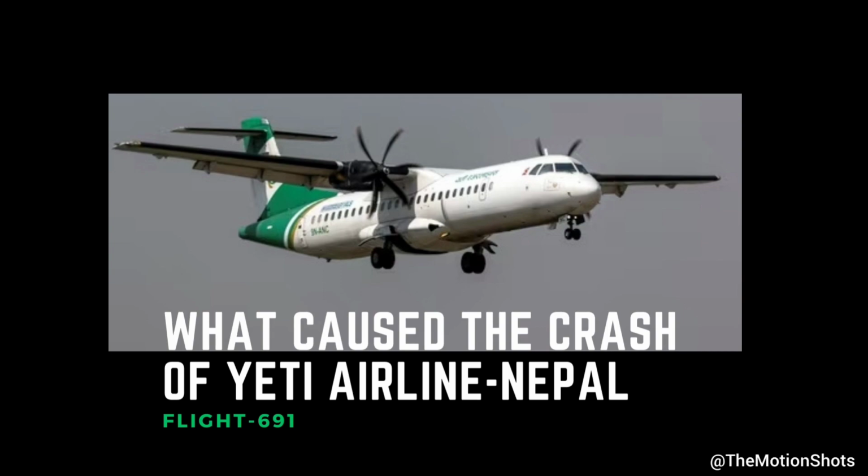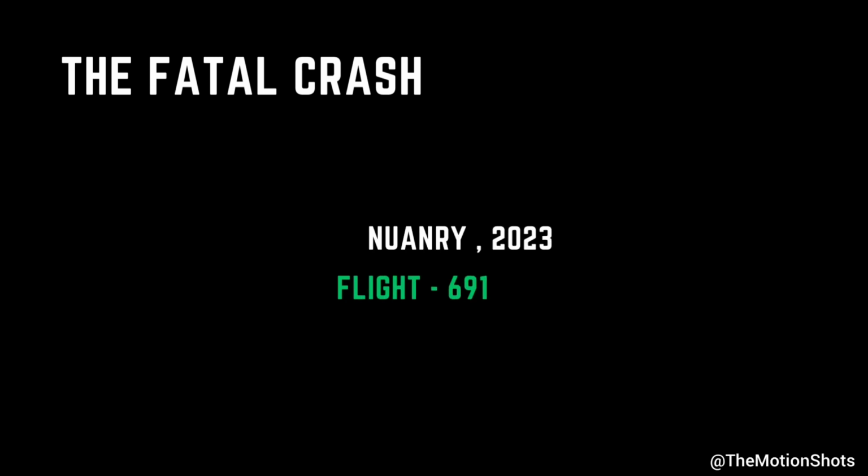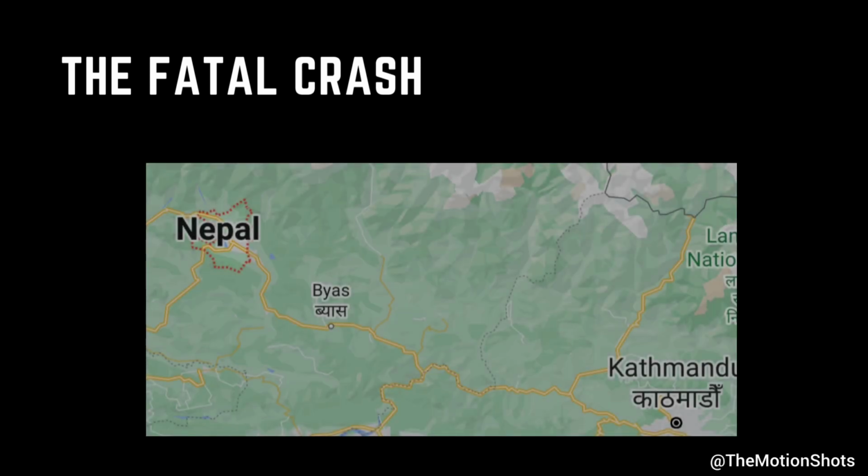What caused Yeti Airlines Flight 691 to suddenly crash? Let's find out. On the 15th of January, Yeti Airlines Flight 691 took off from Kathmandu's Tribhuvan International Airport and crashed on the Seti River Gorge in the resort city of Pokhara.